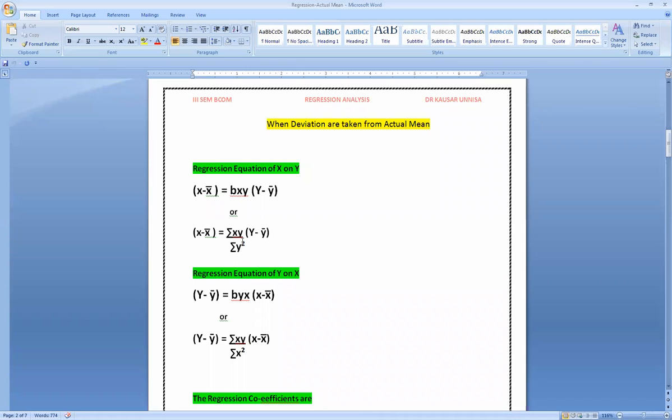So for all the values of regression coefficients, we are using only deviation values. This is nothing but the deviation of x into the deviation of y.